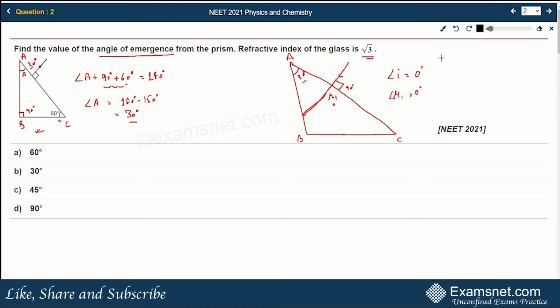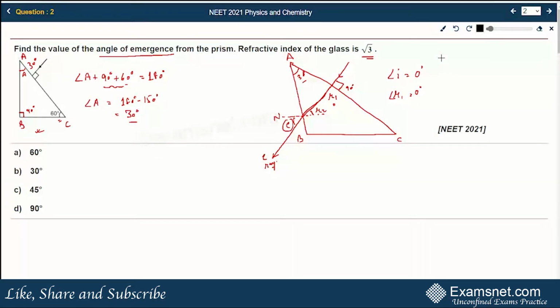Okay. And at this point, at this surface, this is your normal. So it is making an angle R2. It is your second refraction. R2 is unknown, and here it will move away from the normal. So this is your emergent ray and this is your angle of emergence. This is the emergent ray.